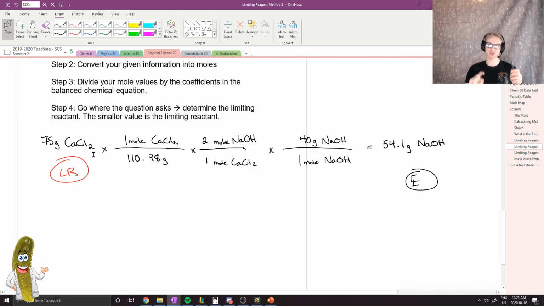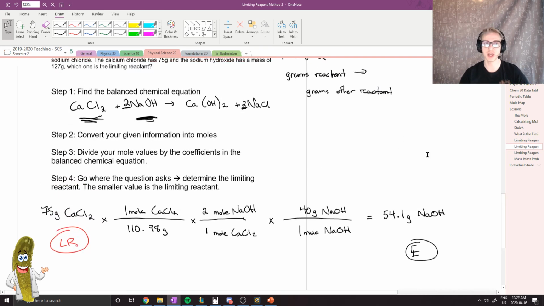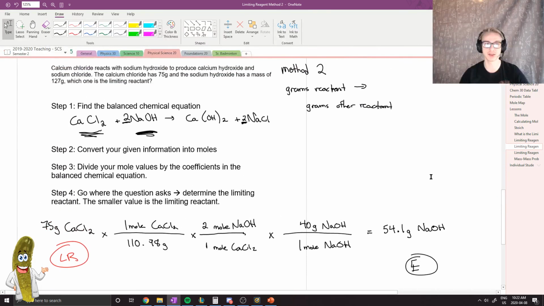If we were to start this reaction instead with the NaOH, if we were to start this reaction with the 127 grams of NaOH, we would get a number that was larger than 75 grams. And because that number would be larger, we would know that, okay, I don't even have that much. This calcium chloride must be what's limiting the reaction, not the sodium hydroxide. So that's method 2 of how to find out what is the limiting reagent.